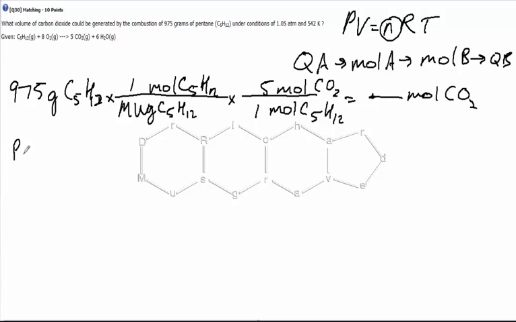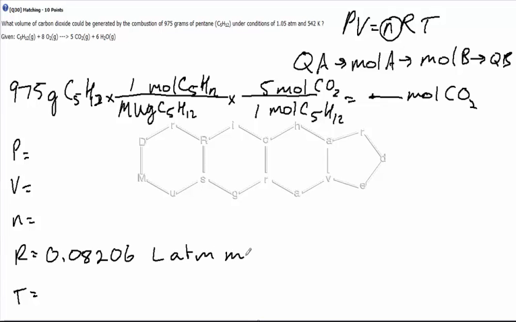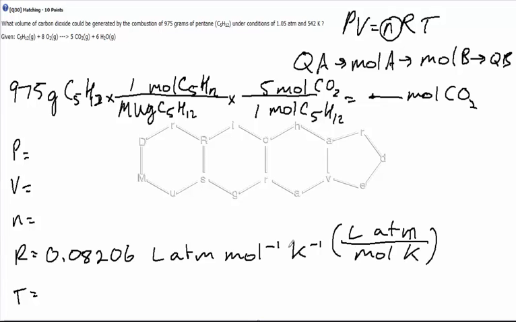So if we're going to use PV equals nRT, we always write out our values. R, I always like to do first, 0.08206 liters atmospheres per mole per Kelvin. Also written as this, and we know that it's mole to the -1, K to the -1, because the mole and the K are on the bottom here.